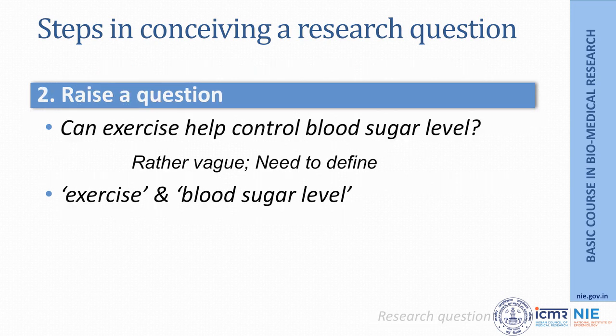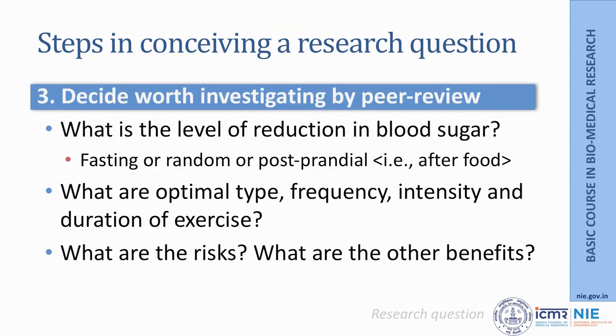Then let us raise a question based on our review of literature. Can exercise help control blood sugar level? Sounds better than the earlier question, but definitely this is vague. We need to refine it, especially what do you mean by exercise? What do you mean by blood sugar level? Then we go into the literature and talk to people, peer group, and talk to investigators who have special expertise in these areas. What do you mean by blood sugar? What is the level of reduction?